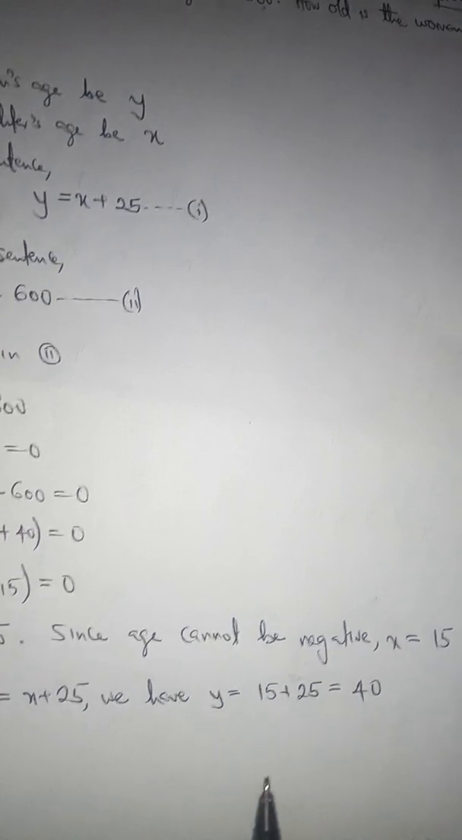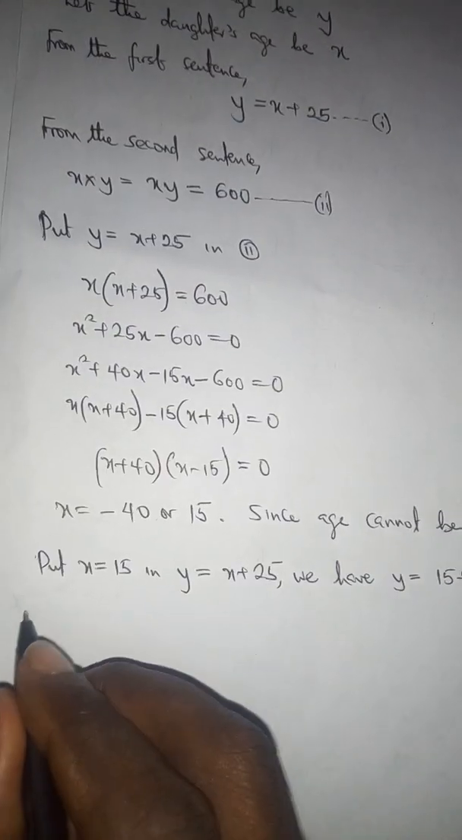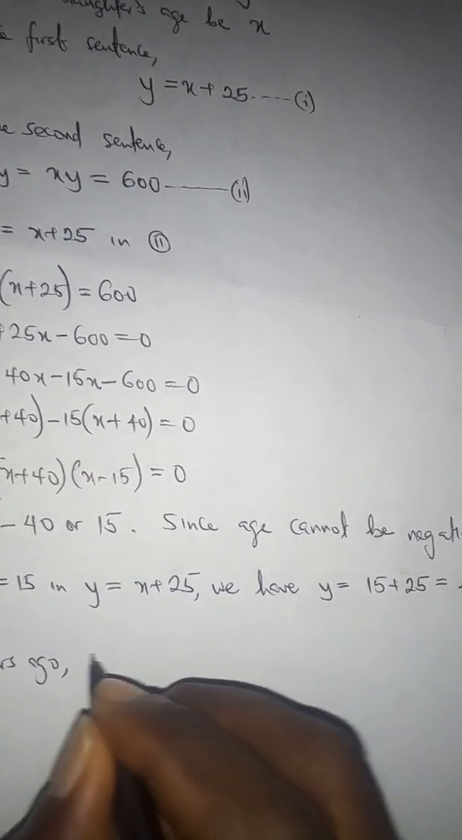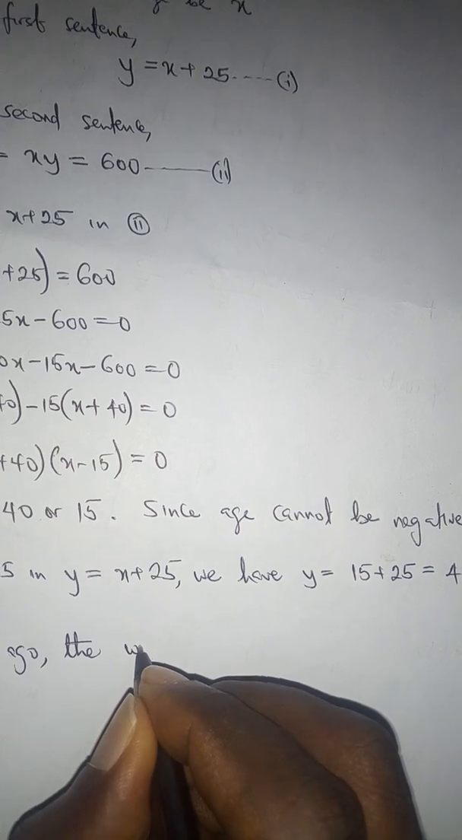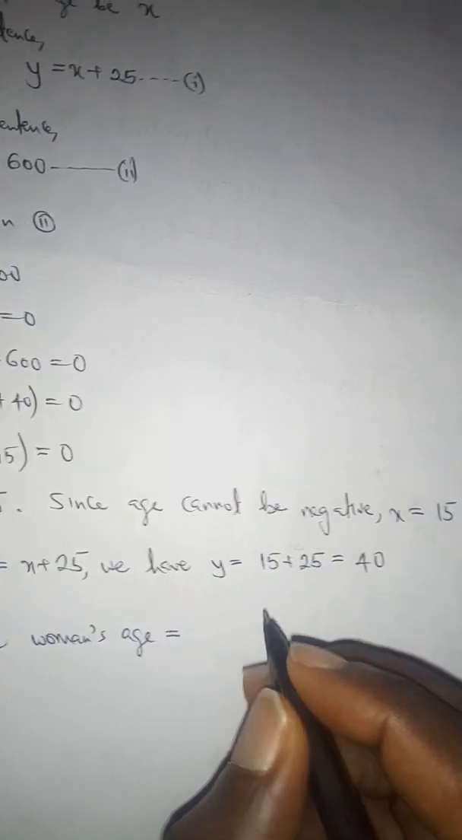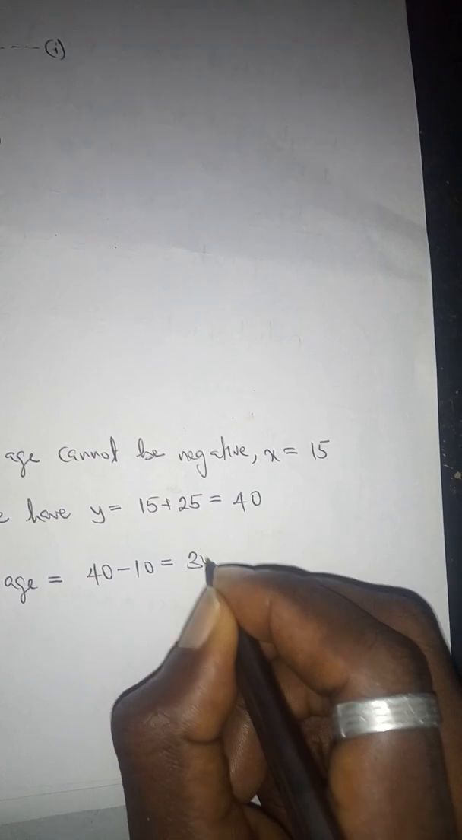Now, 10 years ago, what would be the age of the woman? 10 years ago, the woman's age equals 40 minus 10, which is 30 years. This is how to solve a real-world problem leading to quadratic equation. Do not forget how we started.